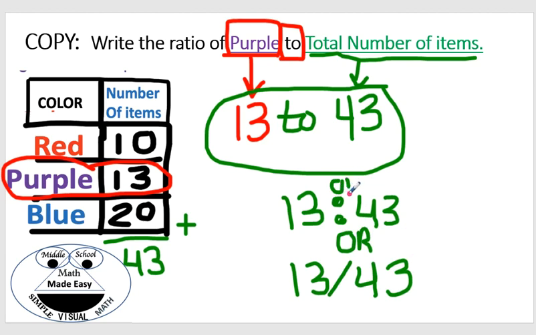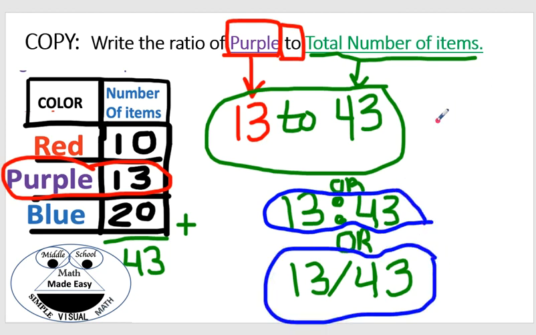Now, what I want to ask you is, if I have a student that, let me get a different color so you can see it. Okay, first of all, these are the different answers that are possible. Okay, so I have a student that gives me an answer of this. He puts the 43 first to 13. Is this correct? Is this another possible answer? No. You cannot switch the order. They asked you purple first to total number of items. You have to keep it in that order. Order is important. Order matters in a ratio.